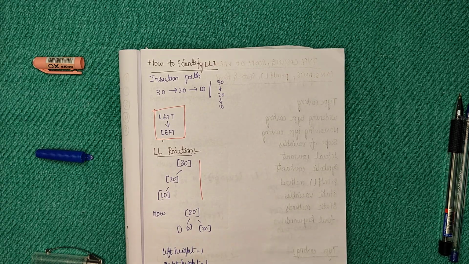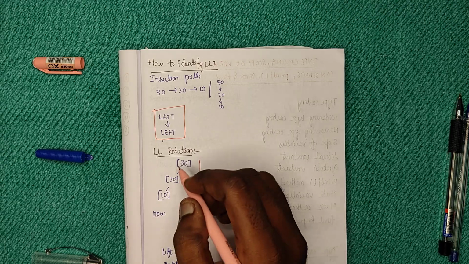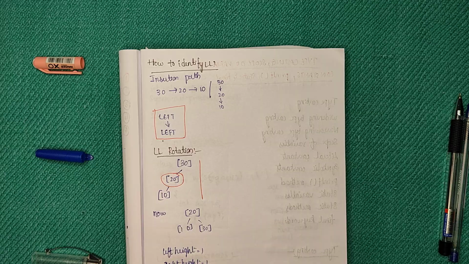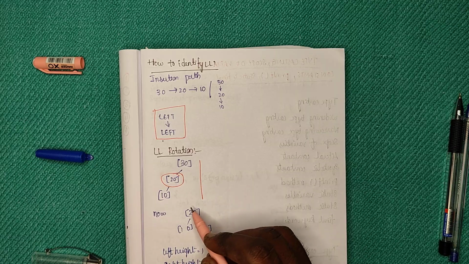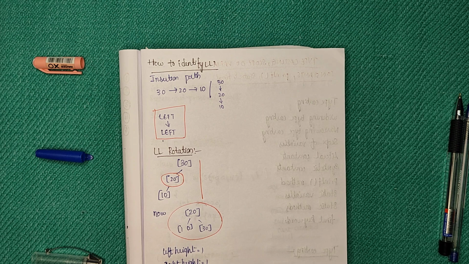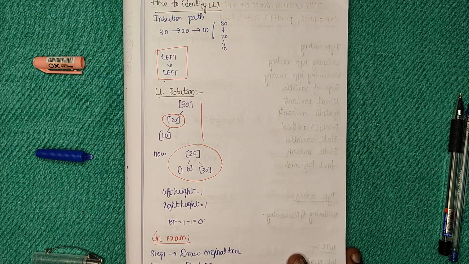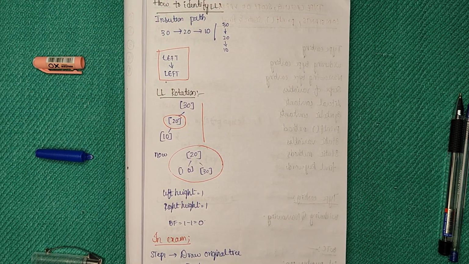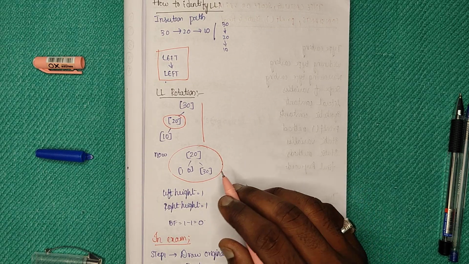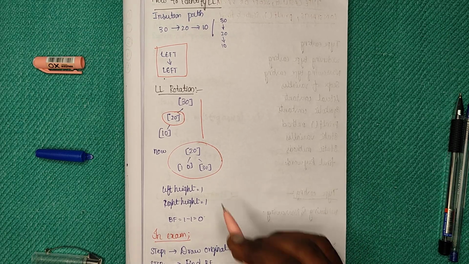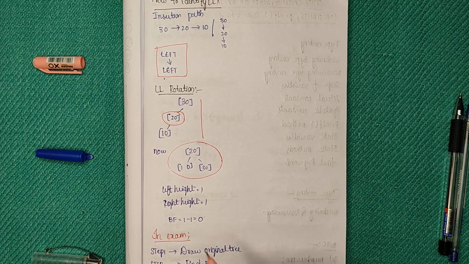The middle node always becomes the new root. You have to highlight this. Now 20, 10 and 30. Look carefully: 20 comes to the top, 30 moves to the right, 10 remains on the left. The tree becomes balanced. For verifying, with 20, 10 and 30, left height is 1 and right height is 1. So balance factor is 1 minus 1, that is 0. The balance factor becomes 0, therefore the tree is balanced again.